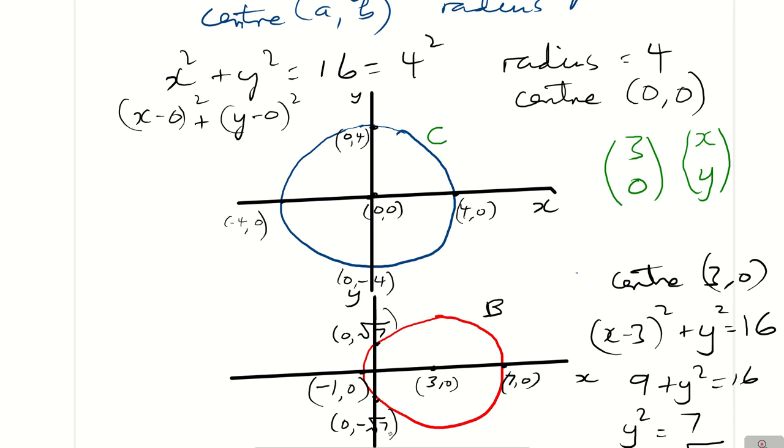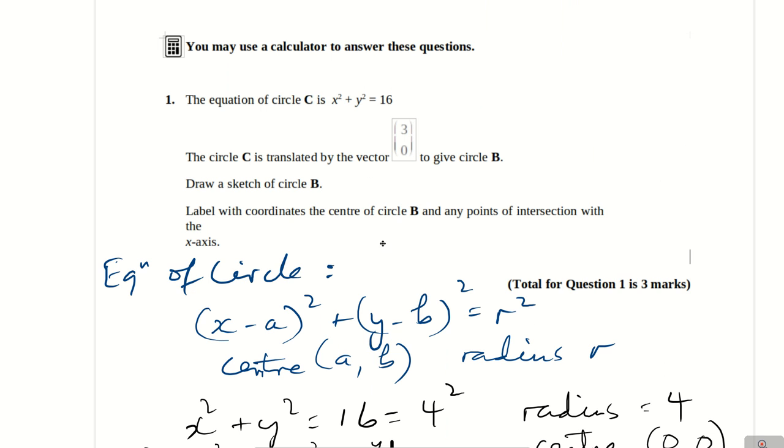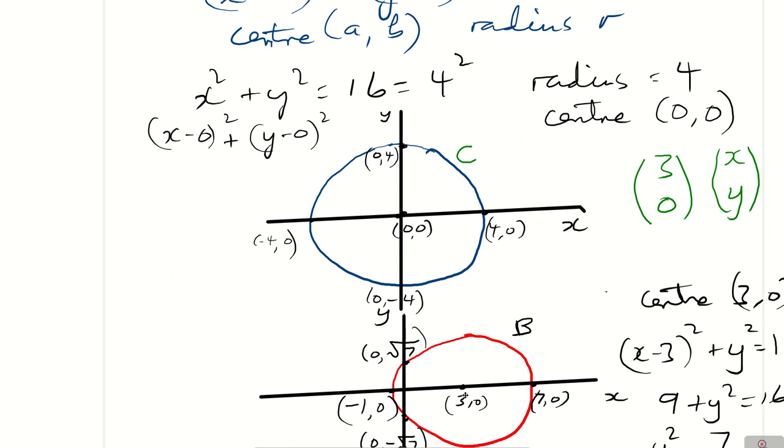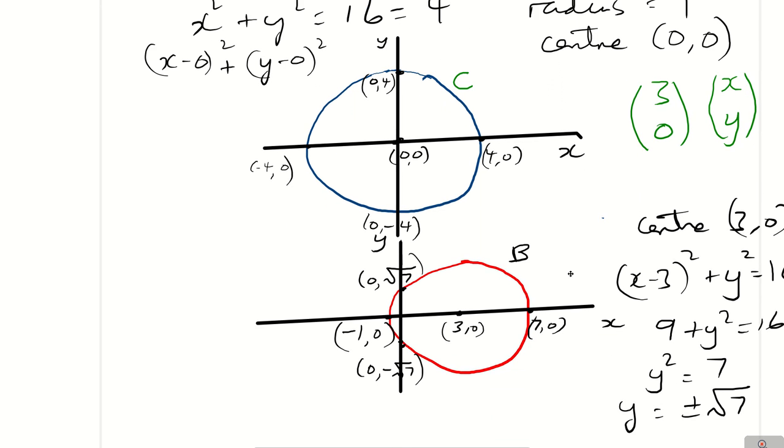But like I said, you don't have to put those points in, but you do have to put the points 7, 0 and minus 1, 0 in, because it does ask for the points of intersection with the x-axis. And we have to label the coordinates of the centre of circle B, and we've done that. The centre is at 3, 0. It used to be at 0, 0, but it's moved 3 to the right, or 3 in the x direction, because of this translation vector which we're applying onto circle C. As I said, my pictures are not great. Remember, circle B should actually be the same size as circle C.